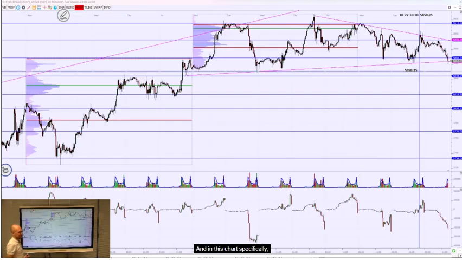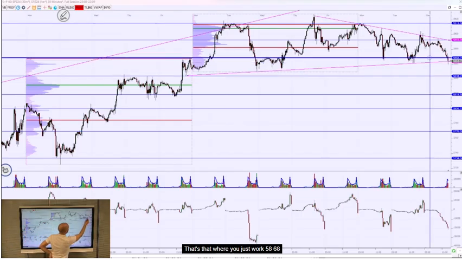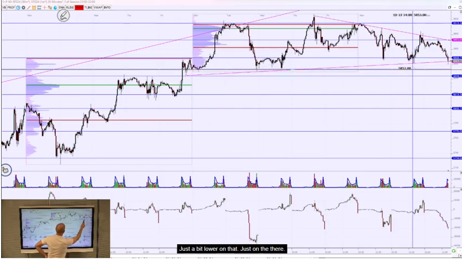And in this chart specifically, would you overlay the context to say, is it 58.50 is yours, that trend line, is that right? The horizontal support line. That's where you just were. 58.68. On the bottom of all that support where you just have that line. Yeah. It's about, I would say 58.50, somewhere in that region. Down here. Just a bit lower on that. Yeah, just under there. Yeah.